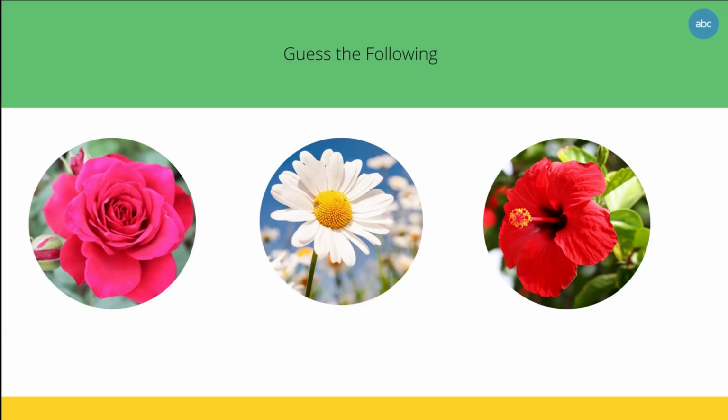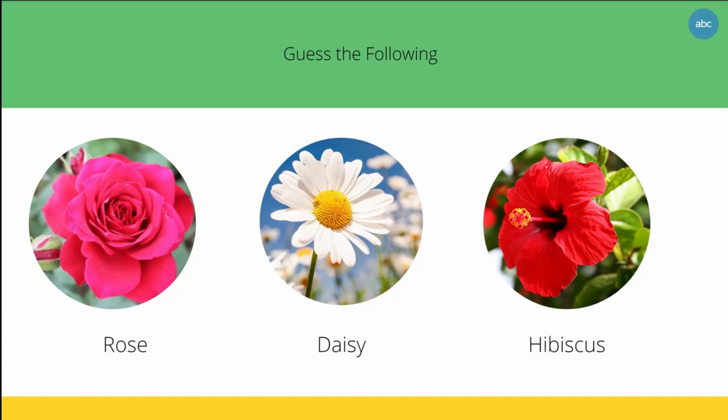Okay, so no, Chavi. Second one is not hibiscus. Yes, Richa, it is daisy. That's right. So the first one is rose. Now all of us know rose.